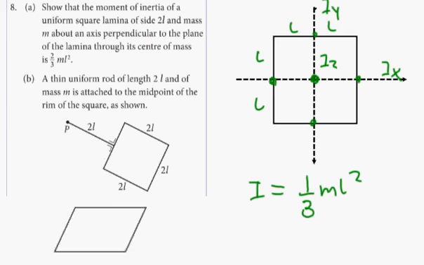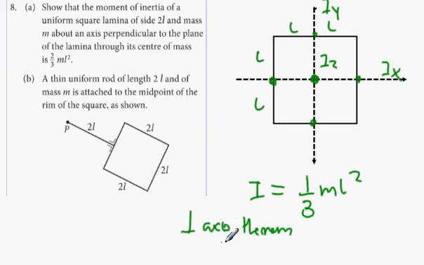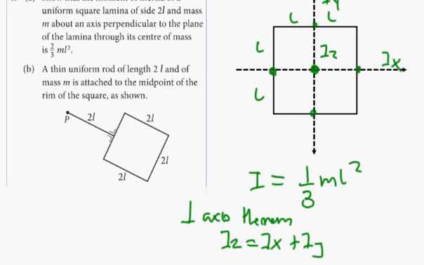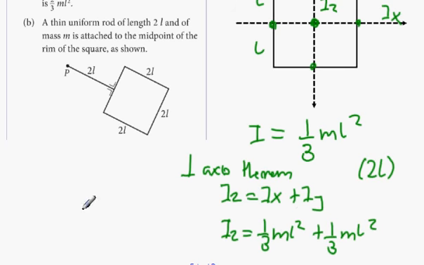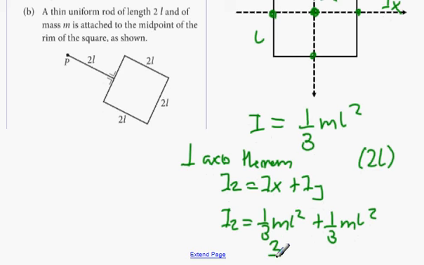Now that that's sorted out, what we have to do is find out what IZ is. So we're going to use the perpendicular axis theorem, and the perpendicular axis theorem says that IZ equals IX plus IY. Because IX and IY have the same length, dealing with a total length of 2L, their original formula holds true. It's going to be a third ML squared plus a third ML squared, which is 2/3 ML squared. And I've just proven what he wants me to prove.